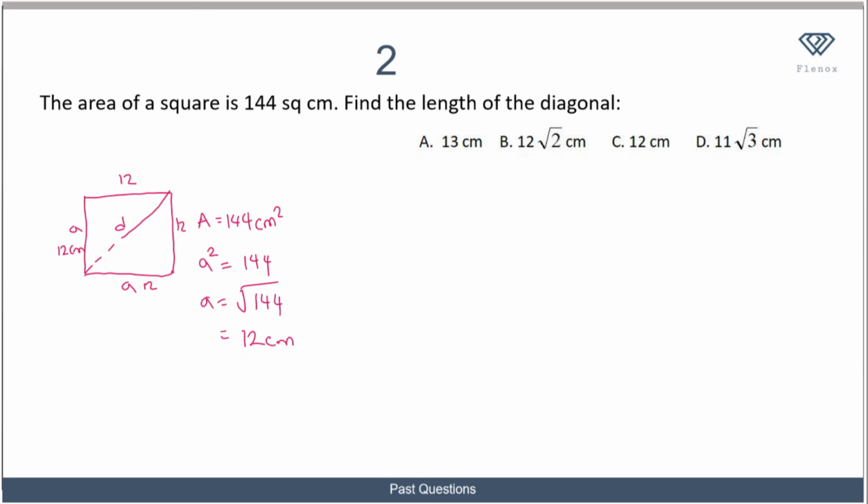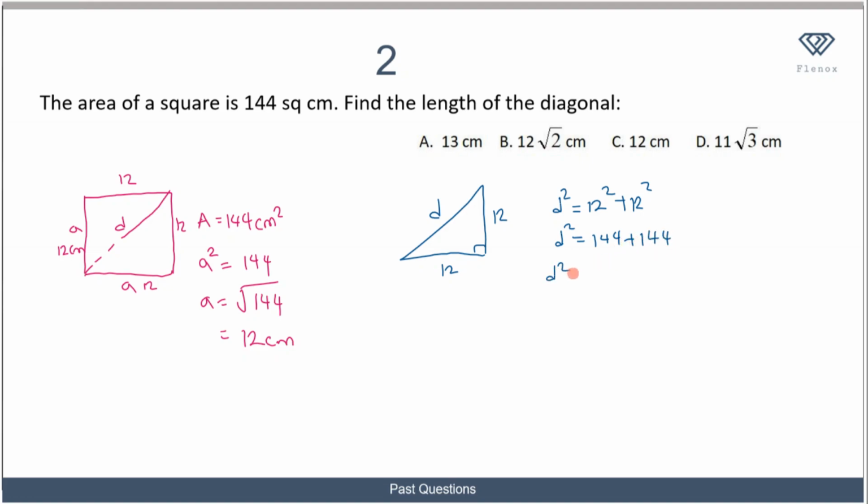But we are asked to find the diagonal. So I'm going to bring out this triangle over here. I have a triangle like this, and I know that the length here is 12, and the length at the base is also 12, and I'm told to find the length of the diagonal. So for my Pythagoras theorem, I can write that d squared is equal to 12 squared plus 12 squared, so d squared is equal to 144 plus 144.